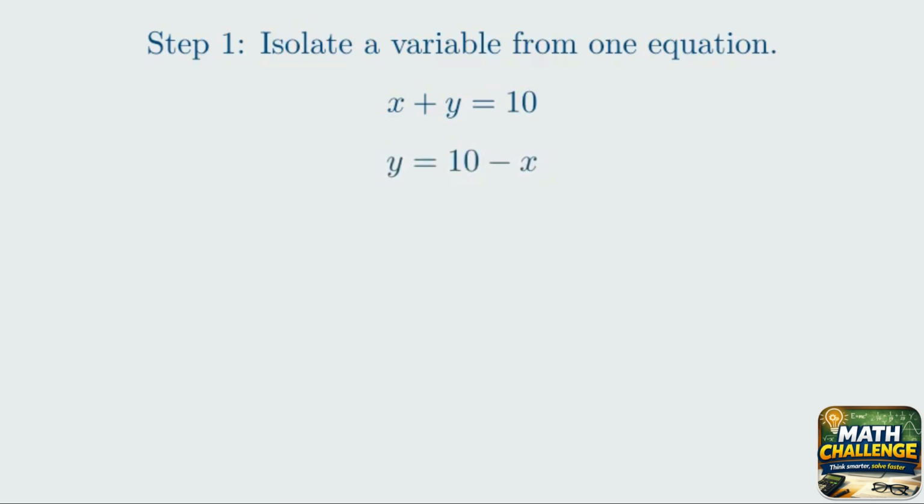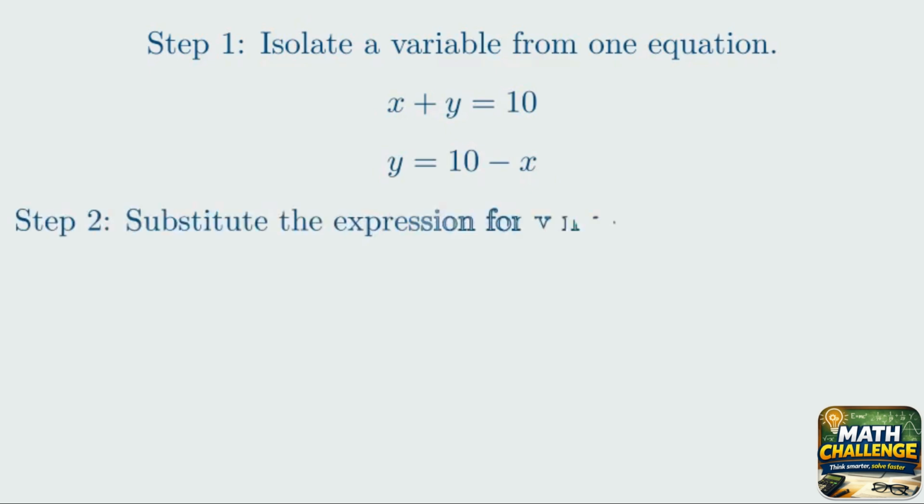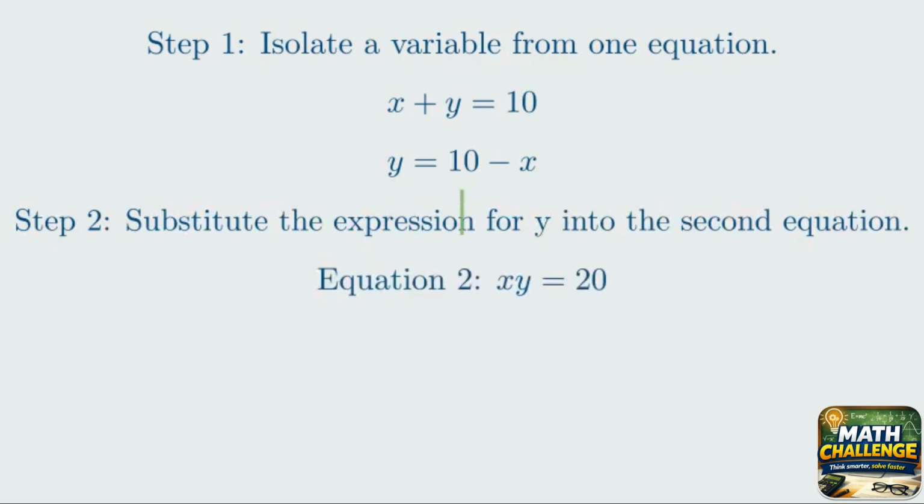The next step is to substitute this entire expression for y into our second equation, xy equals 20. So we take the expression 10 minus x and plug it in wherever we see y in the second equation. This transforms our equation into x times the quantity 10 minus x, which equals 20. Notice how we've eliminated the variable y, and now we have an equation with only x.